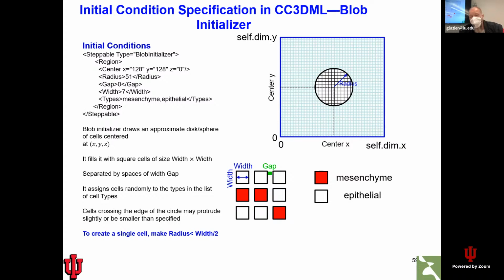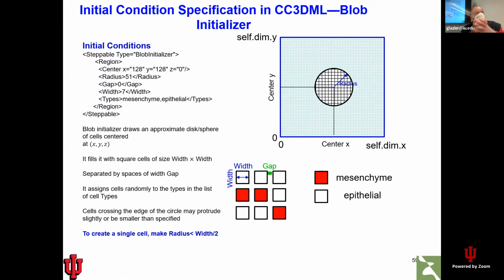Both blob initializer and uniform initializer, you could have multiple instances of them in the same simulation. So you could draw a rectangle here of cells of one type and another rectangle of cells of another type. In general, with XML, the sequence of lines doesn't matter. Blob initializer is one of the cases where it does. And so the blob initializer calls are done sequentially. And so if you have a pattern that overlays another pattern, it will overlay it.